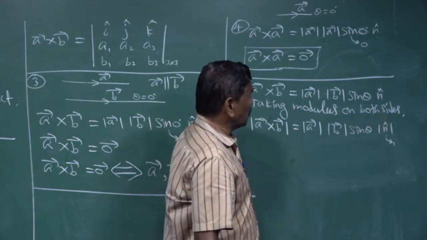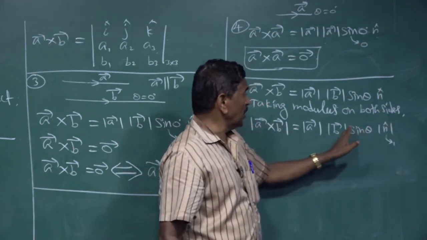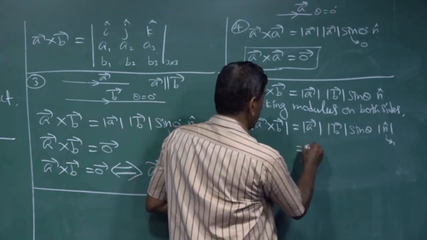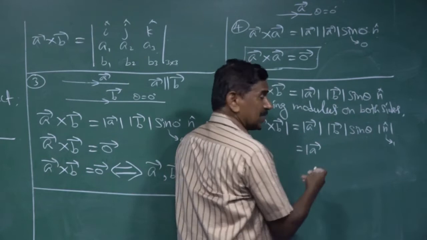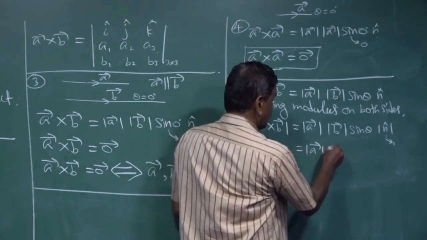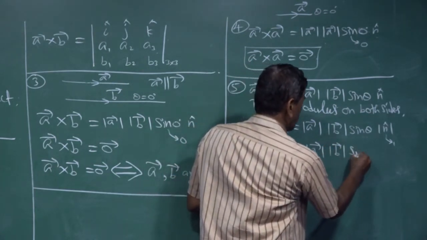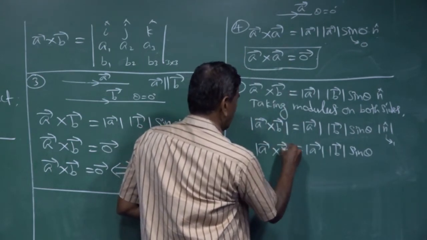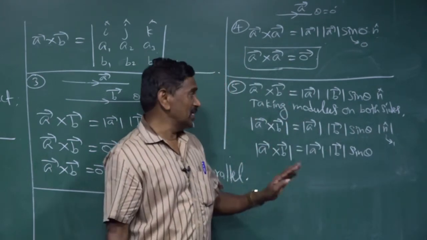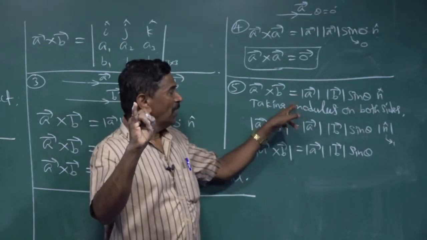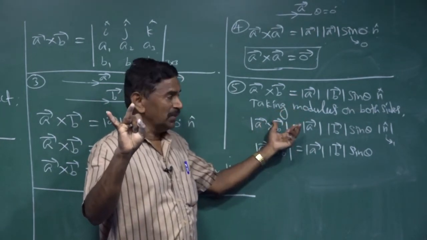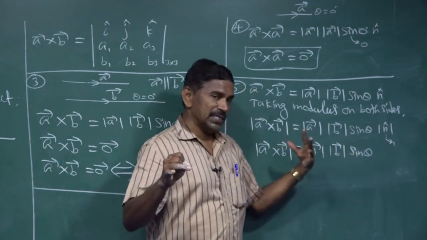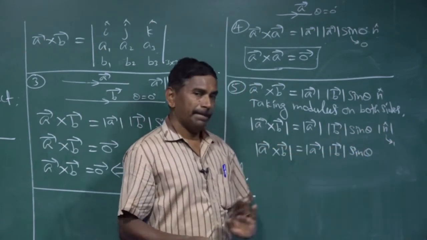Now, 1 into sin theta into modulus B vector into modulus A vector, which is equal to modulus A vector into modulus B vector into sin theta, since 1 into anything is the same. What is the left hand side? Modulus A vector cross B vector. Listen again: by definition, taking modulus on both sides, where modulus n cap is 1, I am writing the result.